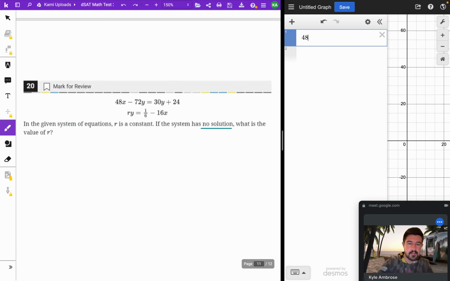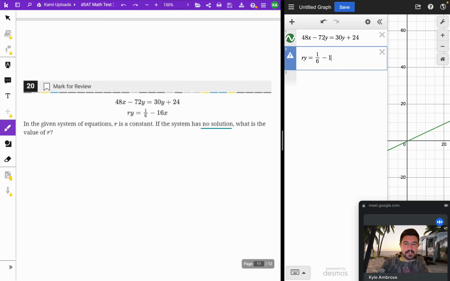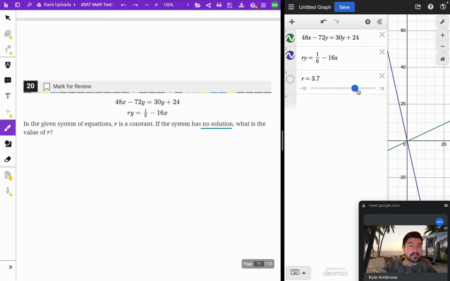48x minus 72y equals 30y plus 24. And ry equals 1/6 minus 16x. Now, this is something we haven't seen yet in this video. Desmos allows you to put in a slider for r, and we can slide this and it'll change the value of r, and based on what r value we're on, it'll turn the line at the proper angle. But remember, we need it to be parallel lines, so they have no solution.